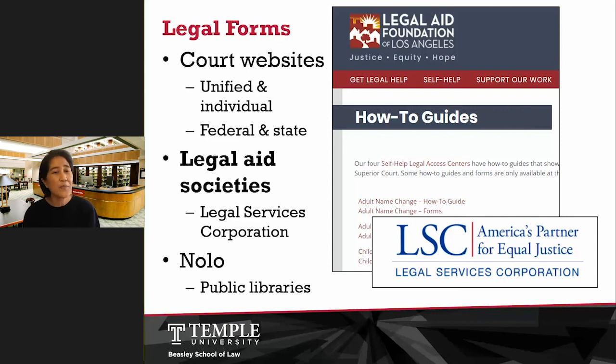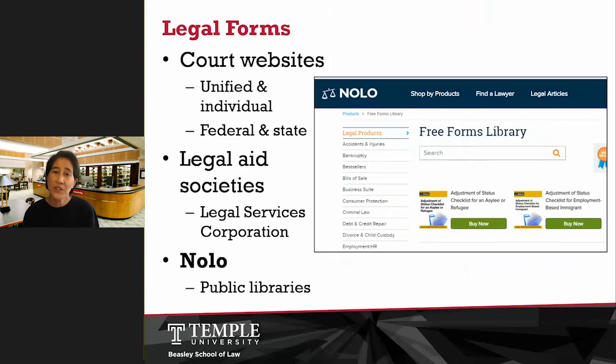Finally, NOLO is a company that publishes legal guides for the general public. Its free forms library contains generic forms and checklists for common issues in a variety of topics, from family law to business to immigration. Public libraries sometimes have a subscription to the online products from NOLO, including forms and ebooks. Check with the public library where you live.